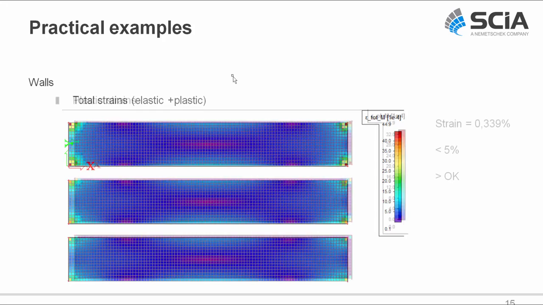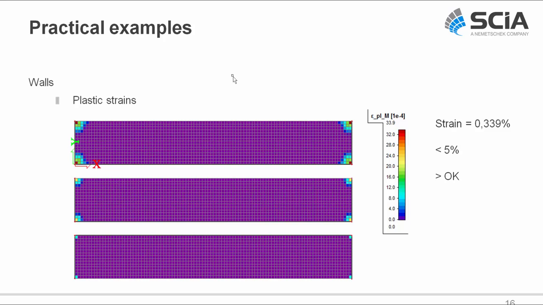But of course, what is the most important one are our plastic strains. And these should be lower than the 5% that we find in the limiting code, under code, or international annex. And you see here in the end section, we have a maximum value of 0.33%, which is much lower than 5%. So, okay.